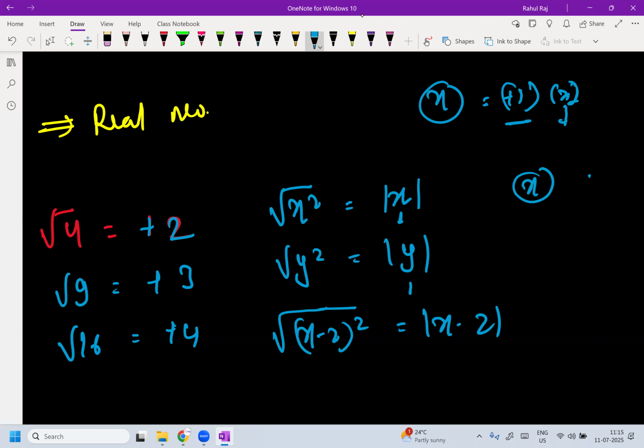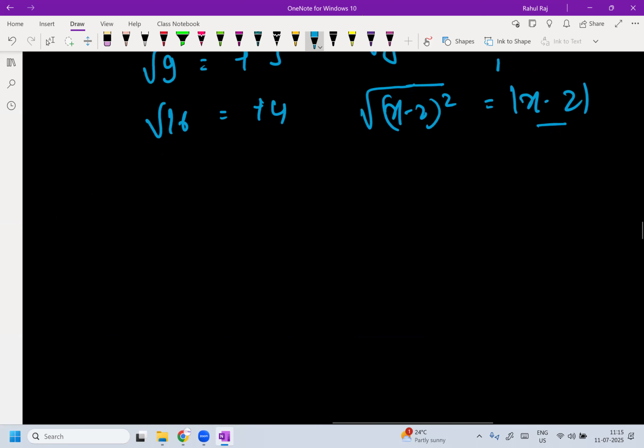Remember, Shweta, x and mod x are two different corners of the ocean. Their uses in math are completely different. The moment mod comes, two cases come. This x has got no cases at all. So it will be an absolute disaster if you write here x minus 2 and not mod of x minus 2.